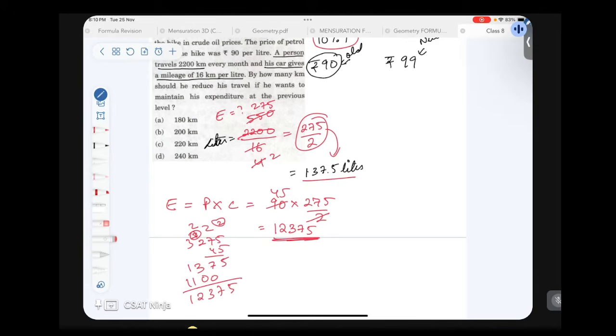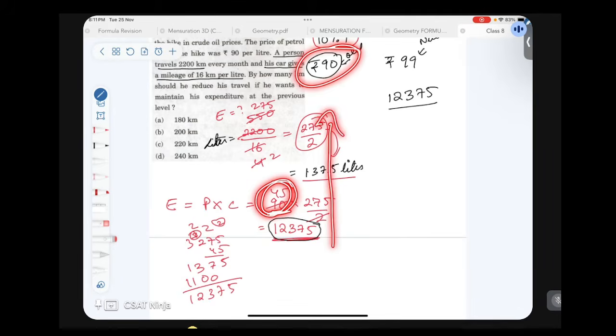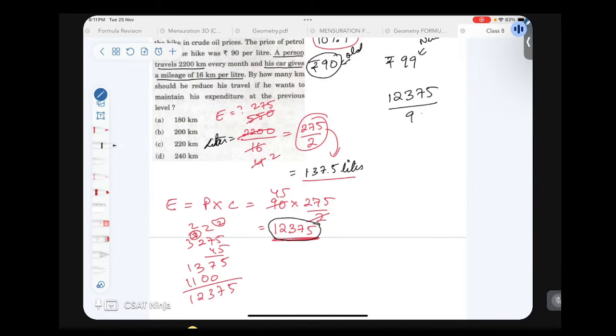So what do we do? I'll do like this. This is the expenditure, so I'll divide this expenditure, 12375, by the new price of the petrol. I was solving this way, now I'll solve it in reverse. I multiplied by 90 here, the old price. So now I'll divide this one by 99. That means I'm dividing the expenditure by 99, which will give me the liters. Okay.